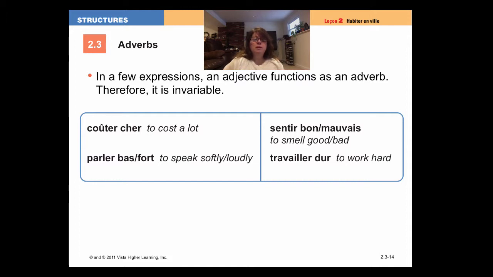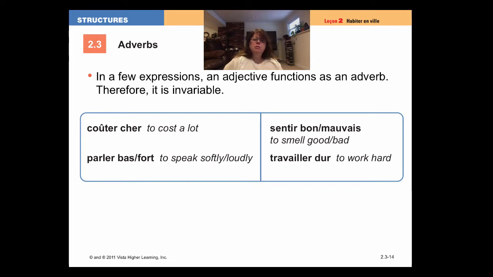Parler bas ou parler fort. Je parle bas, je parle fort. I speak softly, I speak loud. We don't change those words. To smell good or to smell bad, they do in fact use good and bad as adverbs. Ça sent bon, ça sent mauvais. It smells bad. We don't want to say ça sent mal, because that really means it smells badly. So il sent mal, he smells poorly, in other words.